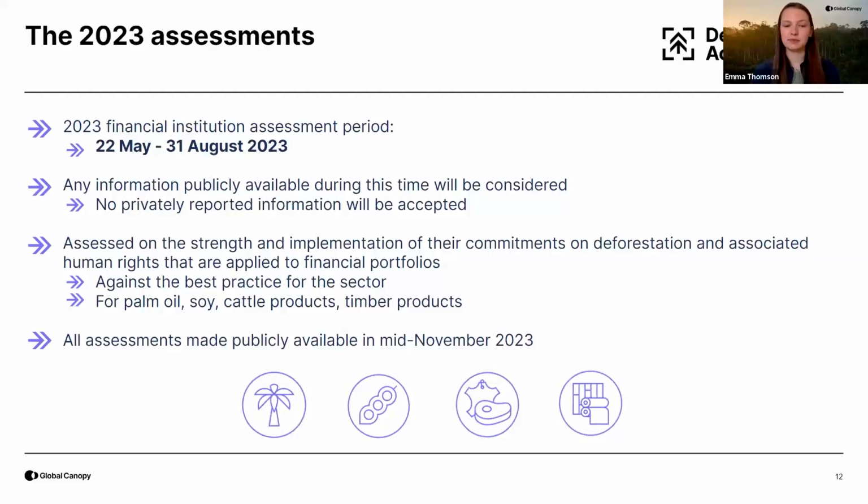Our assessments will be structured, as I will go through shortly, into four key sections, but all financial institutions will be assessed on this strength and implementation of commitments for palm oil, for soy, for cattle products, so beef and leather, and for timber products, so timber and pulp and paper. All of these assessments will be made publicly available in line with our 2023 launch, which is currently scheduled for around mid-November of this year. The next slide, please.